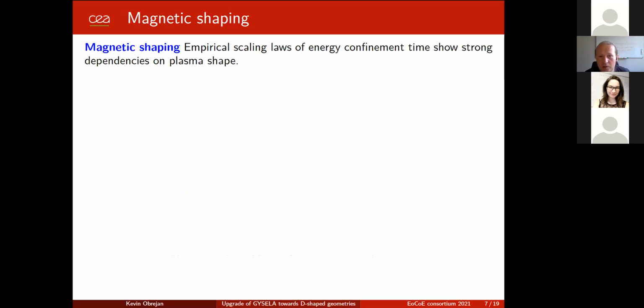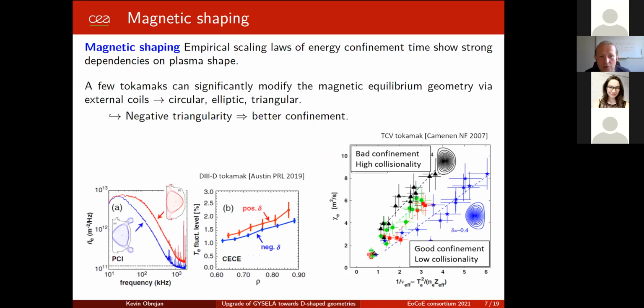So magnetic shaping is a topic that is known from theory to have an influence on the quality of the confinement, so how quickly the heat is going to escape from the core of the plasma towards the outside. In particular, it's known that elongation, so the height divided by the width, can be very good at increasing the confinement. And a few tokamaks can actually modify their magnetic equilibrium geometry using external coils, which allow them to probe this. So it's not just theory, it has also been studied.